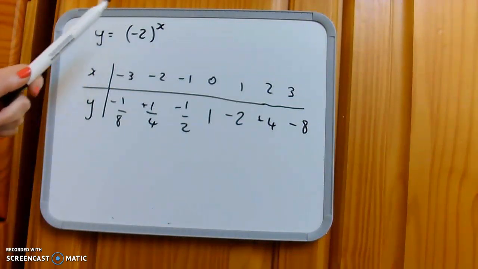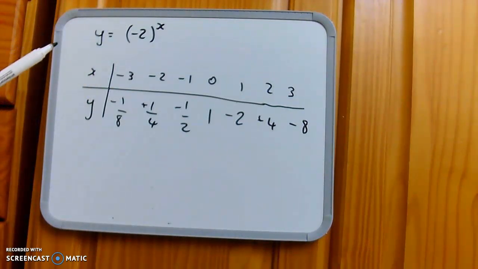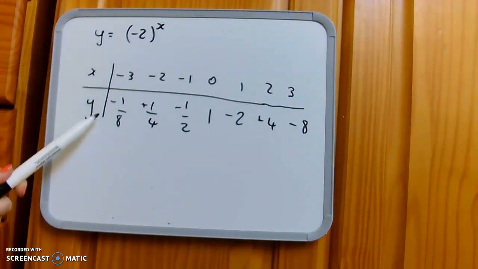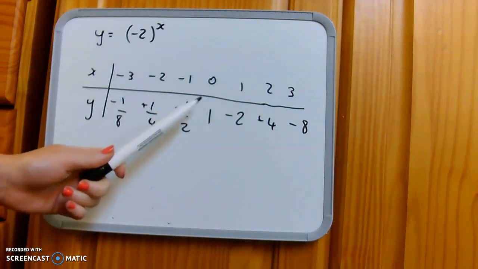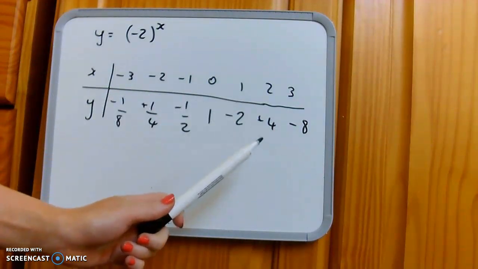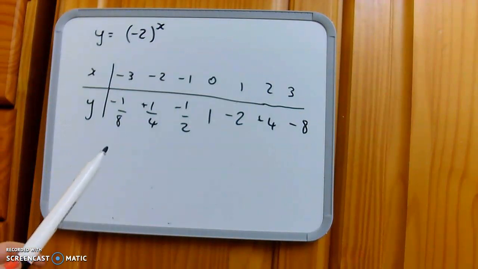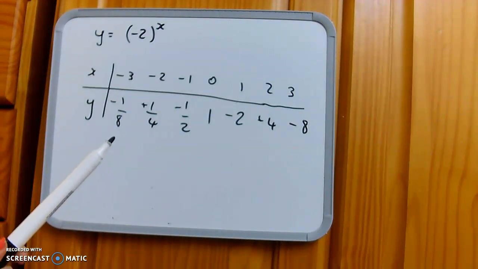The reason for that, if I just look now at my table of values for y equals negative 2 to the power of x, because two negatives make a positive, we get this kind of oscillation between the negative and the positive. So I get minus 8, positive a quarter, minus a half, positive 1, minus 2, positive 4, minus 8. Now this isn't very helpful for us to graph, so therefore we won't be looking at this at A level. Okay, moving on to example 2.